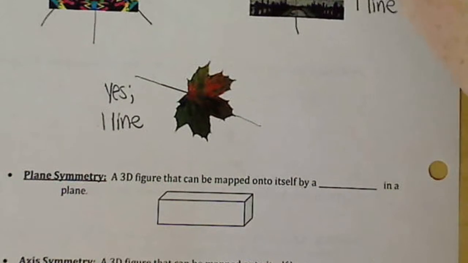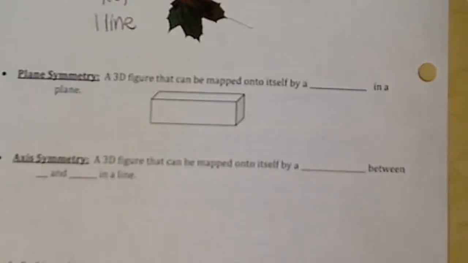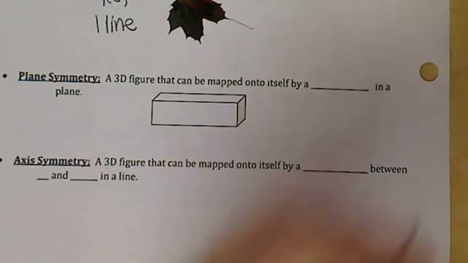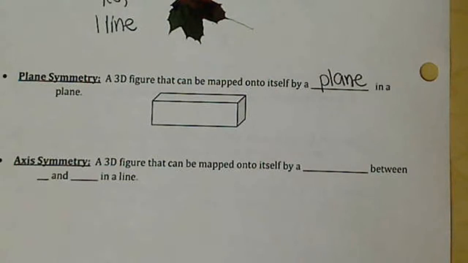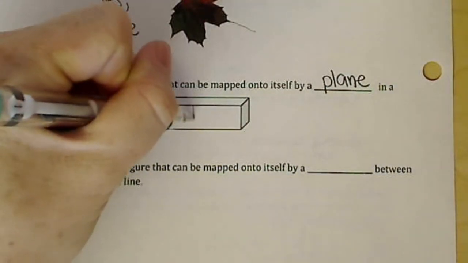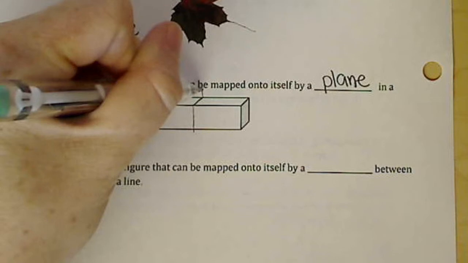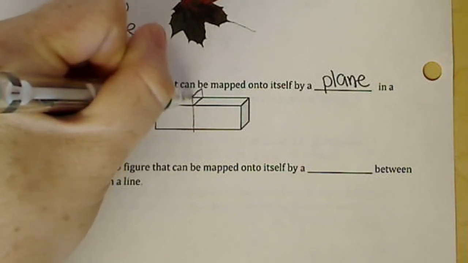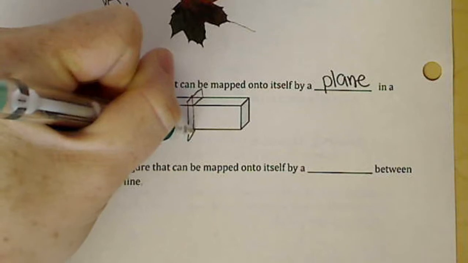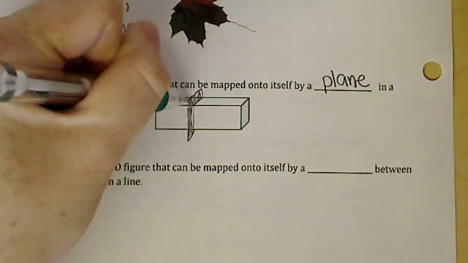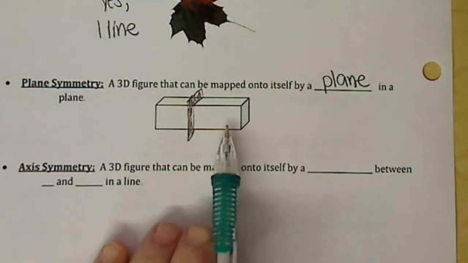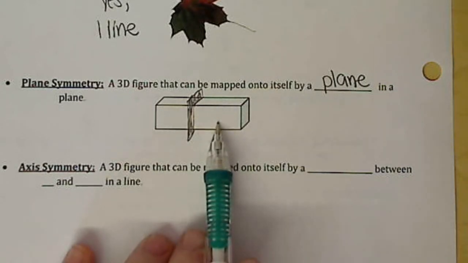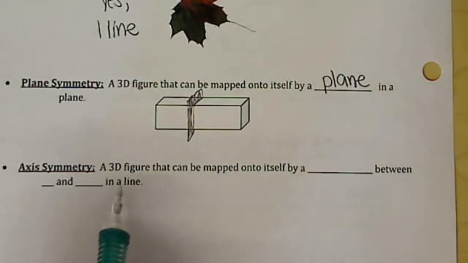Plane symmetry. All right, you're going to have to be creative here. A figure that can be mapped onto itself by a plane, because we're talking about a 3D figure. So think about a piece of paper. Okay, I know you're not artists, but that's okay. I'm just going to kind of draw a piece of paper, cutting it in half. All right? You can see that each side of this is the same, so it has plane symmetry.